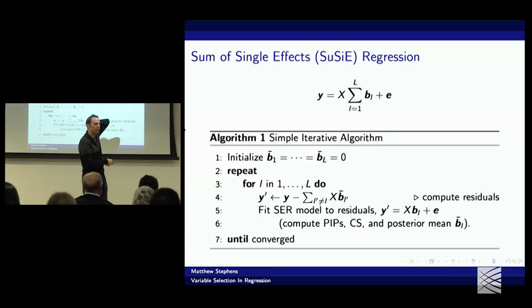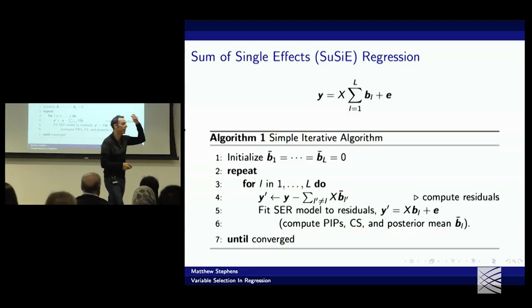That's what this sum is doing. So you remove all the effects except one, and then you use the SER model, the single effect regression model, to fit the one you left out. So you just iterate through that procedure. You pretend you know the others, and you estimate the first one. Then you pretend you know the first one and all the others except number two, and you estimate number two. So at each point, you're temporarily pretending that you know things you don't, but you're iterating. This is a very common strategy.